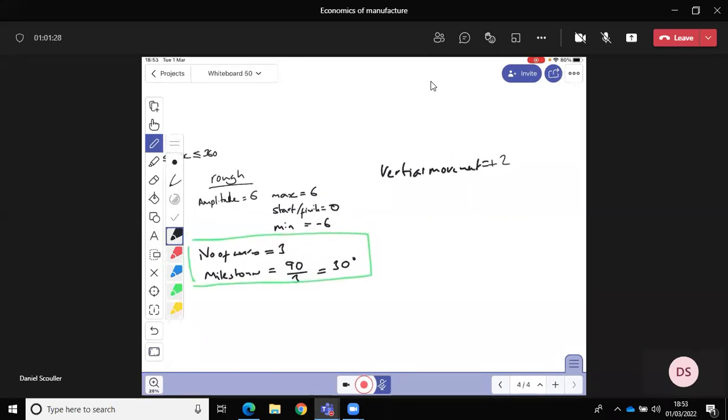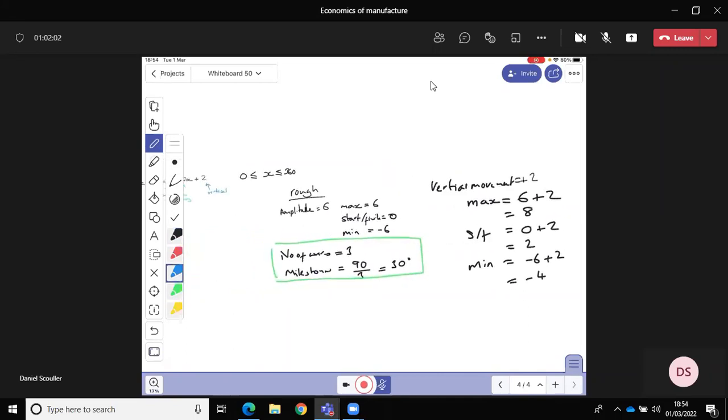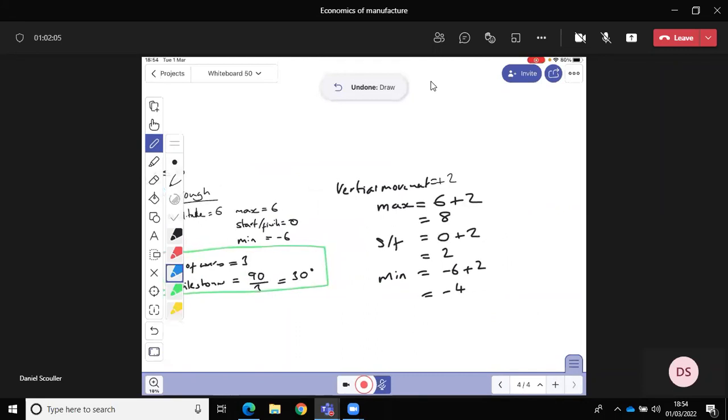That means the new maximum is going to equal 6 plus 2, so new maximum is 8. Your start finish is 0 plus 2, so we'll start at 2. And your new minimum, instead of being at -6, is -6 plus 2. It's going to be -4. So that's your key points there.